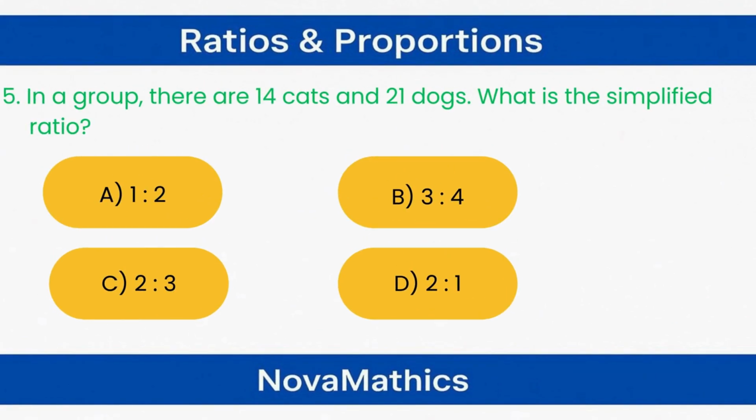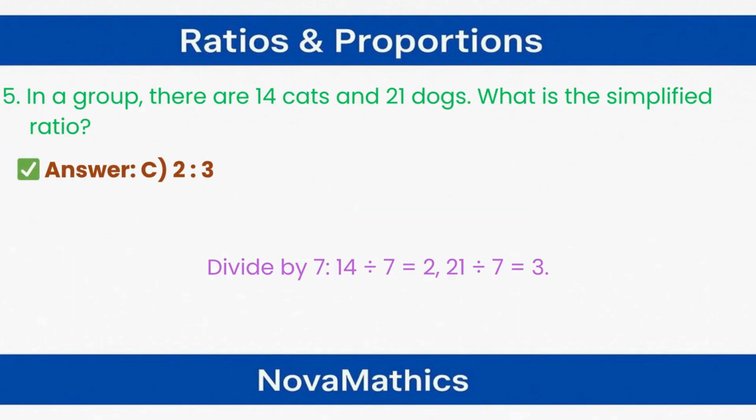5. In a group, there are 14 cats and 21 dogs. What is the simplified ratio? Divide by 7. 14 divided by 7 equals 2. 21 divided by 7 equals 3.